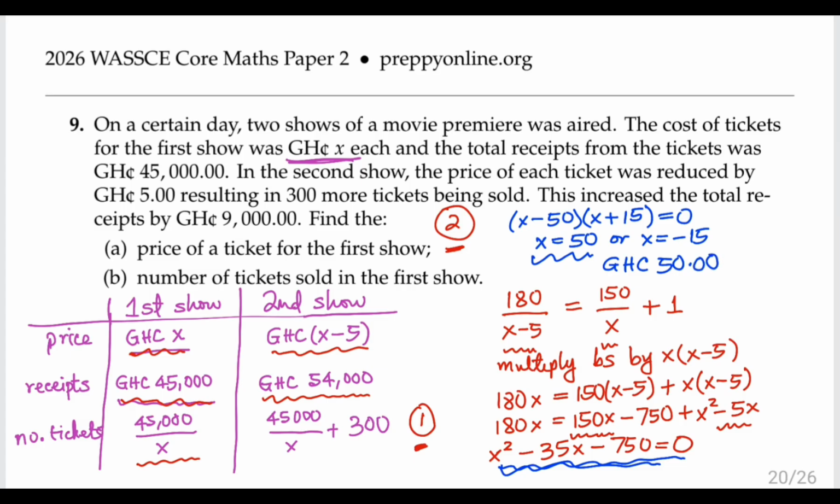All right. Then we're also being asked, that's 9b, the number of tickets sold in the first show. We already found that the number of tickets is 45,000 over x. So we can try to divide 45,000 by this quantity that we found. So 45,000 over our x is 50. So what is 45,000 over 50? It is 4,500 over 5. That is 900. So the number of tickets sold in the first show must be 900.